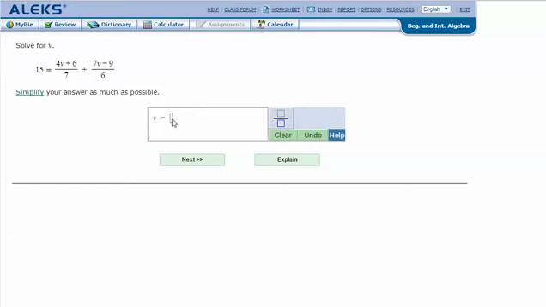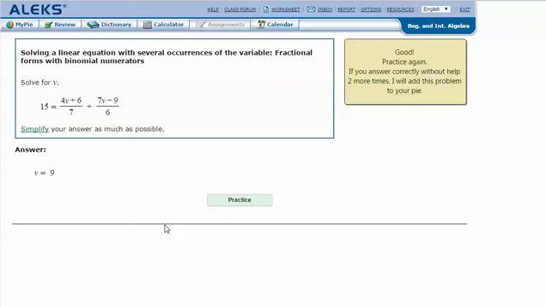In my ALEKS screen, I type in the answer that I got in my notes, 9, and click Next. And it says that I got the correct answer. Thanks for watching.